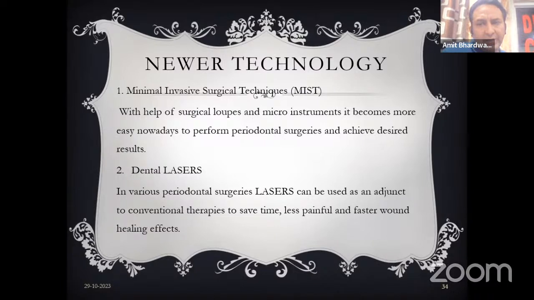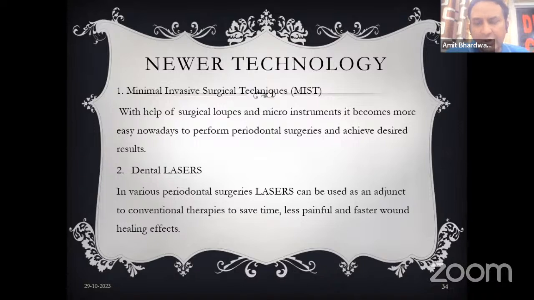Periodontal surgeries can be performed with normal instruments also. Periodontal surgeries can be performed with the help of micro instrumentation also. So if you have micro instruments in your inventory, kindly go for minimal invasive surgical techniques using a surgical loupe, so that you will get a good result, especially in case of recession treatments where root coverage is desired.